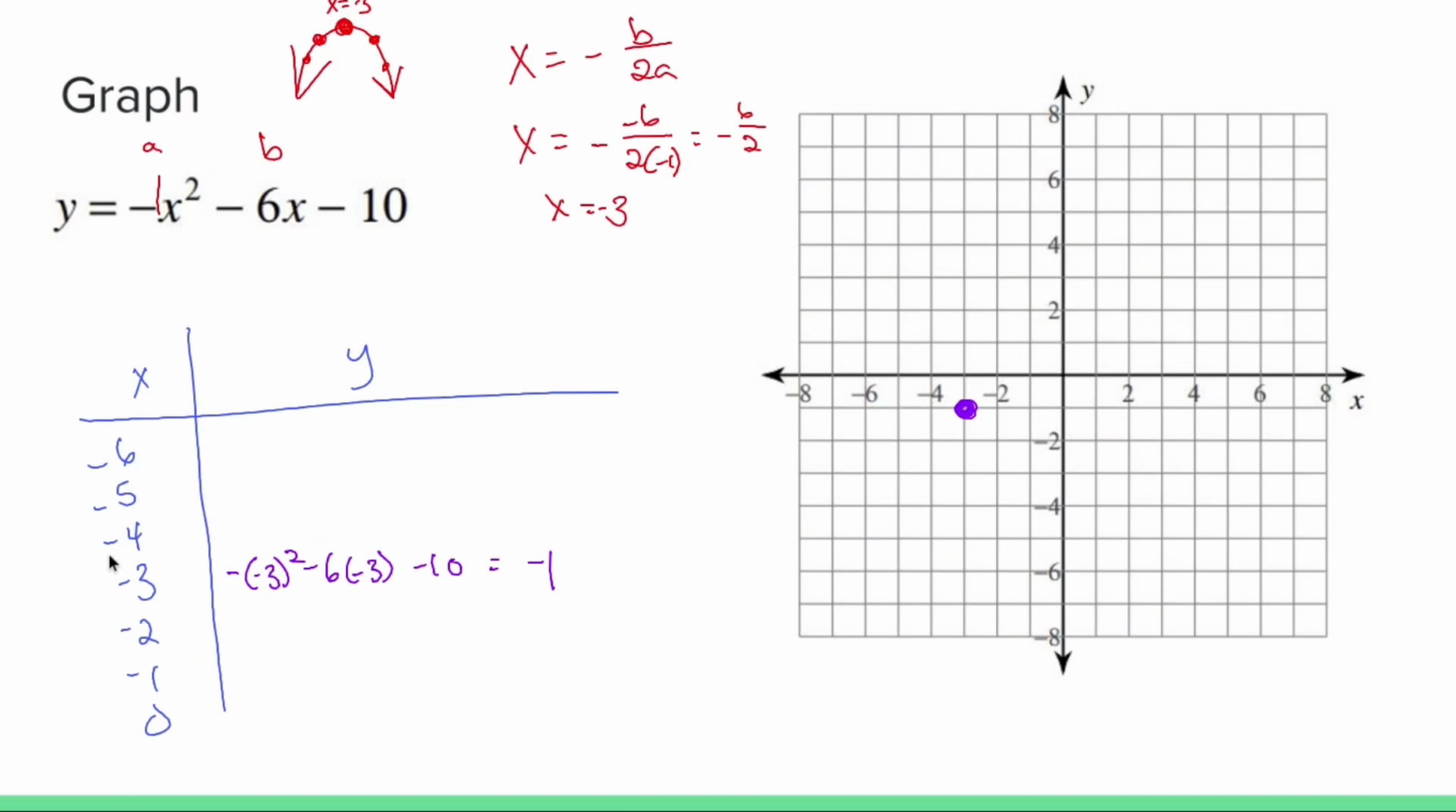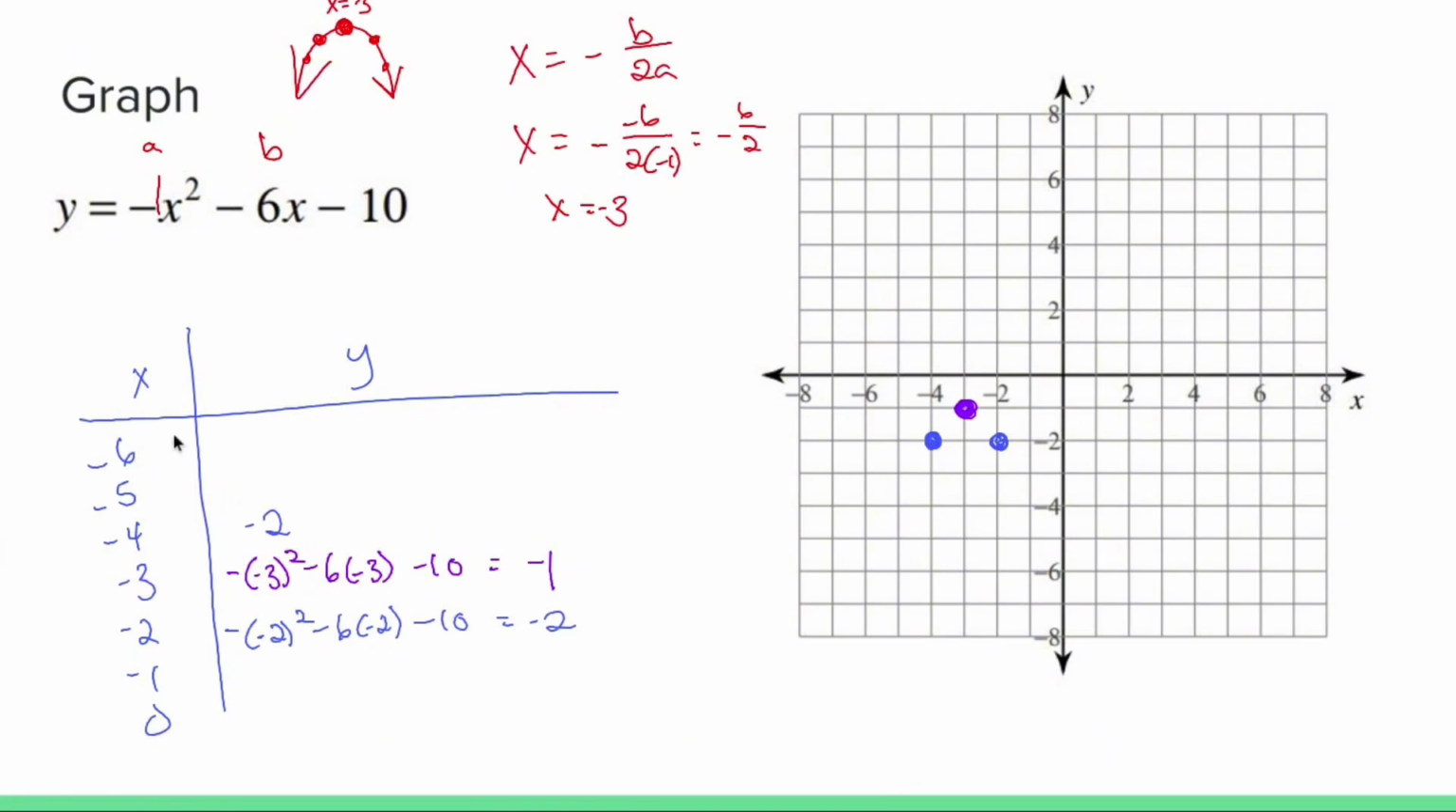But if I plug in negative 2, I'll get negative 2 squared minus 6 times negative 2 minus 10. Okay, negative 2 squared is going to be 4. So negative 4 plus 12. No, negative 4 plus 12 is 8. And 8 minus 10 is negative 2. So when I plug in negative 2, I get negative 2. Which means, since this is the very tippy top, this is going to go like this. So if I plug in negative 4, I also get negative 2. So we're not going to overthink it. We're just going to put our dots over there.